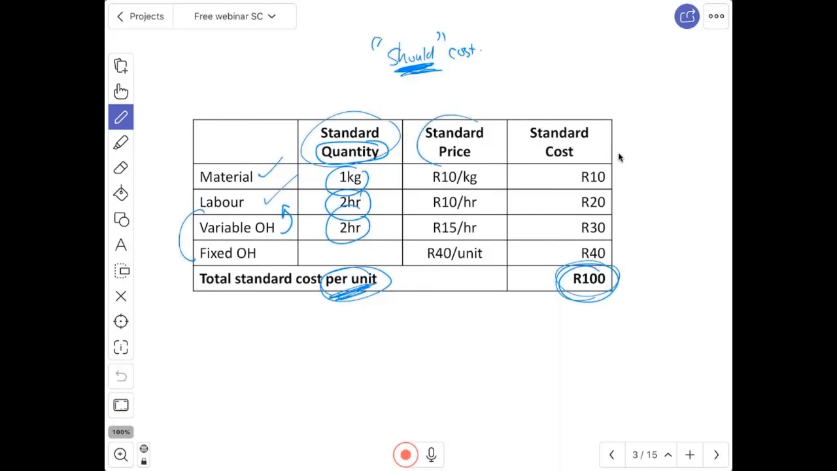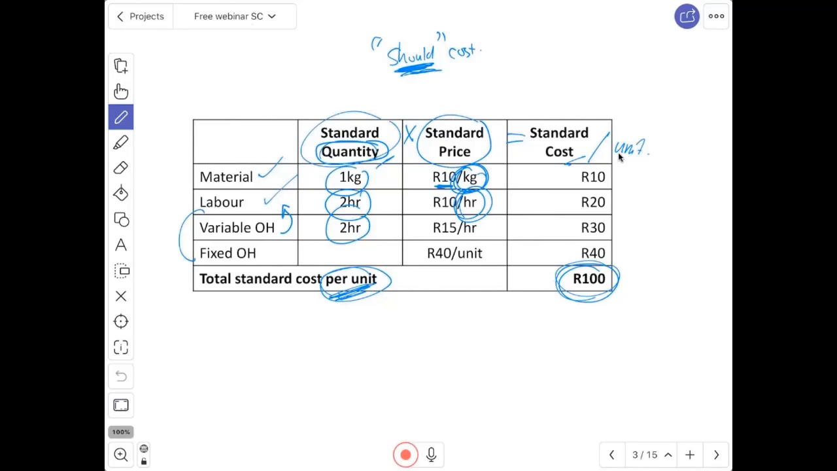So standard quantity is the raw materials in kilograms, liters, meters per unit, and the hours per unit. Standard price is not the same as standard cost. Standard price refers to the Rand value per measure, so per kilogram, per liter, per labor hour. If we multiply standard quantity by standard price, we get the standard cost, and that will be per unit. I know this is super simple and you probably know this already, but don't get confused between standard quantity and standard cost, or standard price and standard cost.